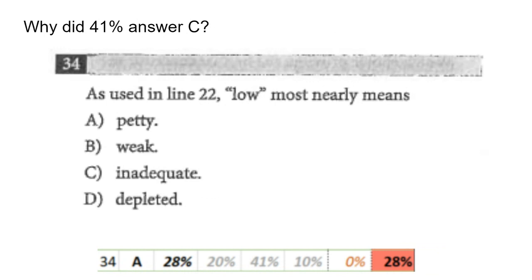On question 34, another words in context question. As used in line 22, low most nearly means, the correct answer is A, petty. Now, 41% of students answered C, inadequate. Again, this is another definition for low that we could see, and it's probably a more common definition that you're used to. But in these words in context questions, it's often the less common definition, and that's why it's important to make sure that you're looking at the context and really thinking about what the term is asking.